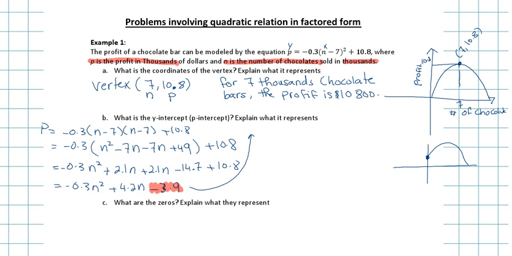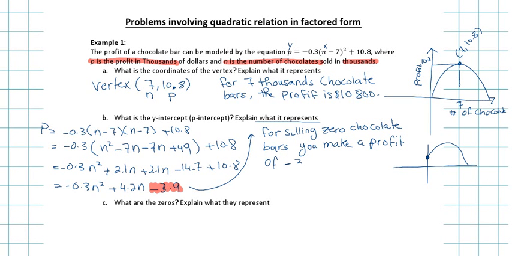Explain what it represents. So, for selling zero chocolate bars, you make a profit of negative $3,900. So it's a loss of this much money, right?